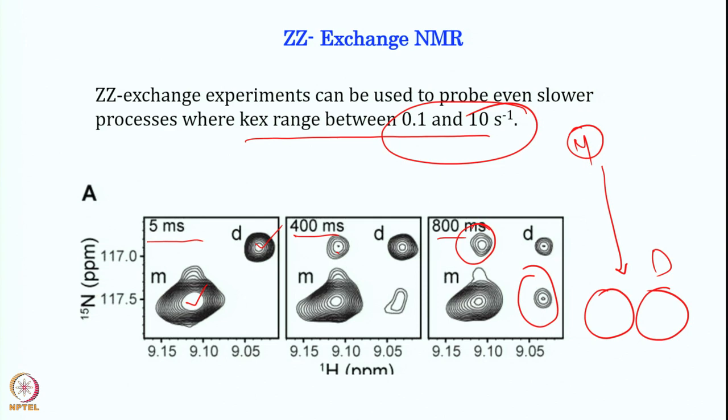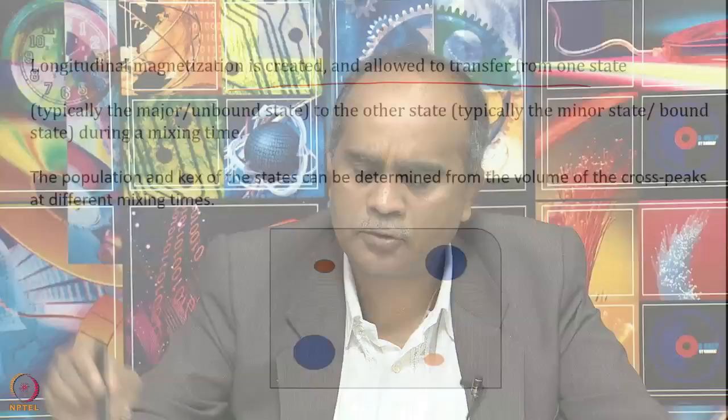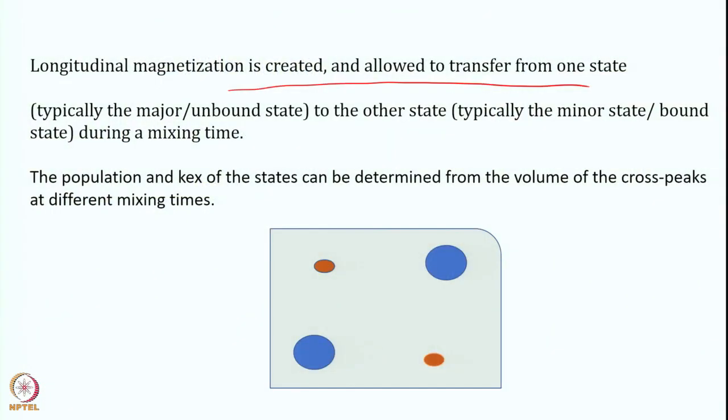So probably I have covered the whole range: fast exchange, intermediate exchange and slow exchange, how it happens and what happens. If we understood this, can we move ahead and try to understand it in a more quantitative manner? In the Z exchange, as I discussed, longitudinal magnetization is created and allowed to transfer from one state to another, or from the bound state to the unbound state, and here are the cross peaks that are appearing.